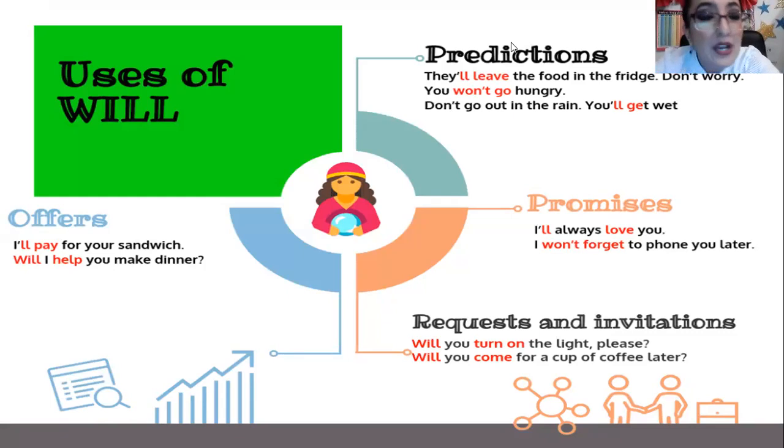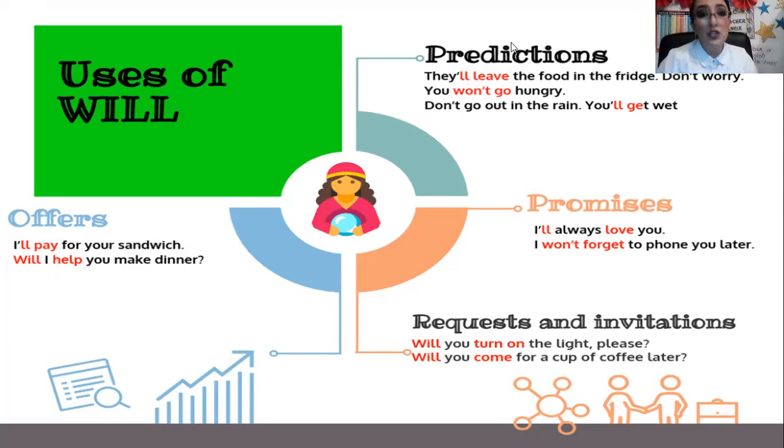So when are we going to be making use of will? First of all, with predictions, okay? Here we have some examples. They'll leave the food in the fridge. Don't worry, you won't go hungry. Or, don't go out in the rain, you'll get wet. We are making some predictions, okay? They will leave the food in the fridge. Don't worry, you won't go hungry. Ooh, it is a prediction that you are not going to be hungry. Or don't go out in the rain, you'll get wet. You are predicting something that is going to be happening.